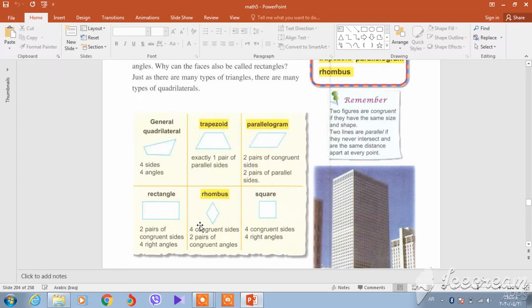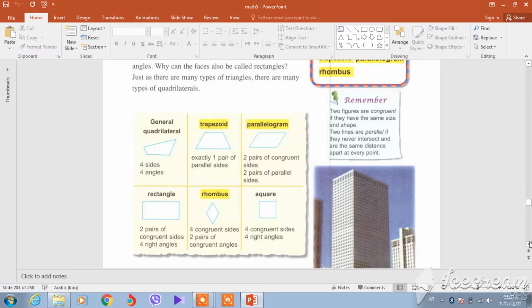In a rhombus we have four congruent sides and two pairs of congruent angles. Look, we have two pairs of congruent angles. This pair and this pair are congruent, and we have four congruent sides. If you look at the square, we have four congruent sides and four right angles. 1, 2, 3, 4.